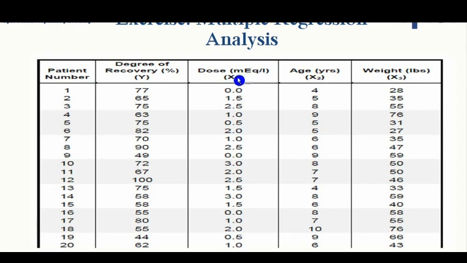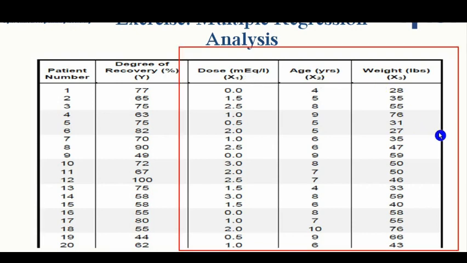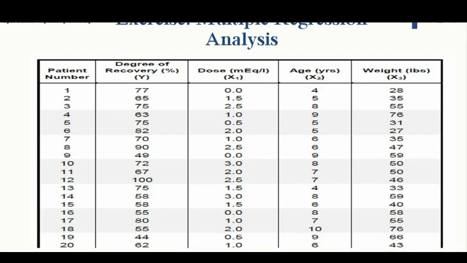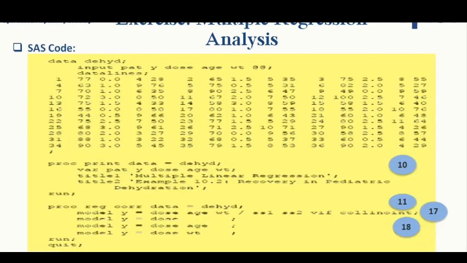Why am I saying that? Because they could be related. For example, age and weight: there is a correlation between age and weight. So when we say these three are independent variables, they are not independent in the statistical sense. They are independent in the regression analysis sense. Anyway, this is the data, and you have input that data.